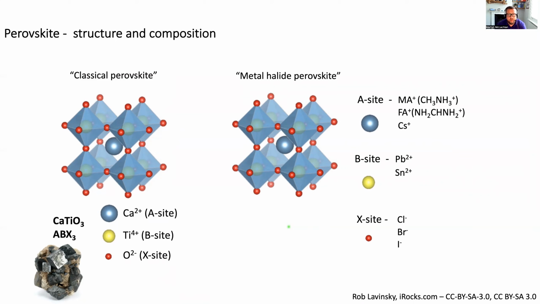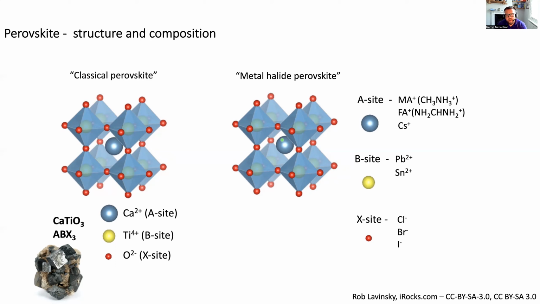Today I'm going to just focus on the photovoltaic aspects. Again, they adopt a similar structure to calcium titanate. However, we have the introduction on the A site of the cage here, typically an organic-based species, methylammonium or formamidinium. Now increasingly cesium and other large cations are being substituted there.